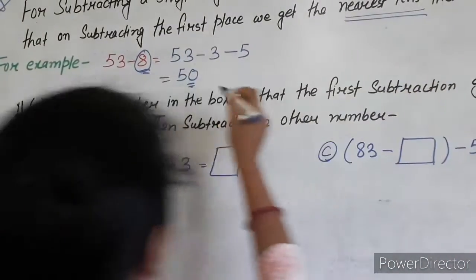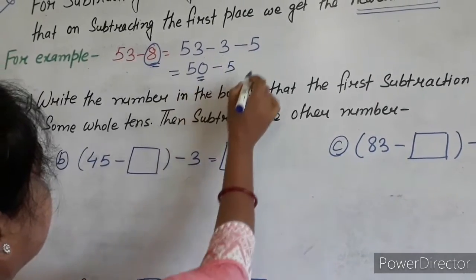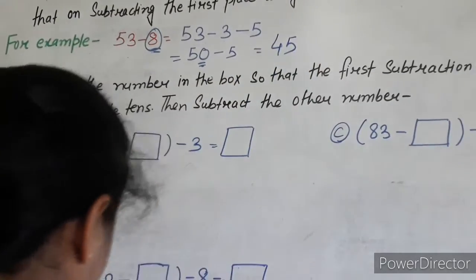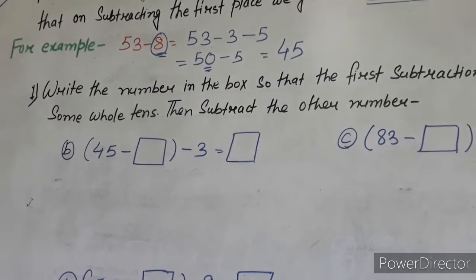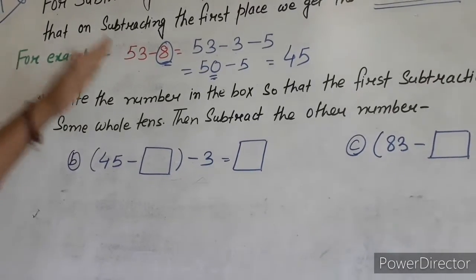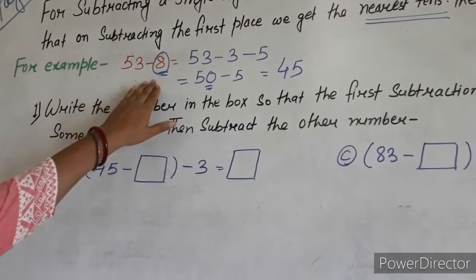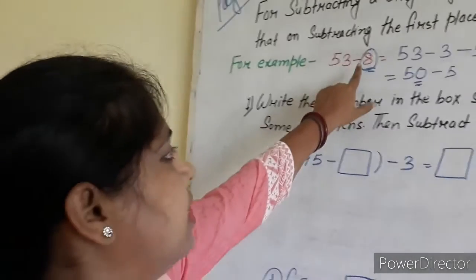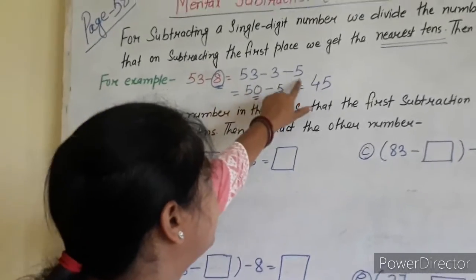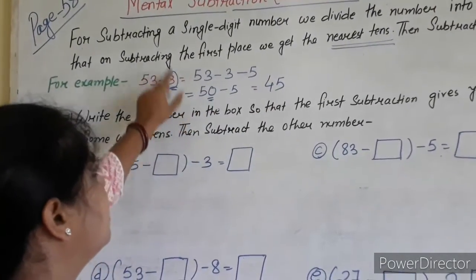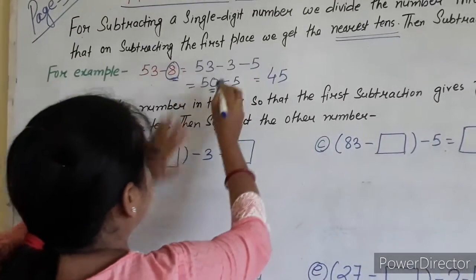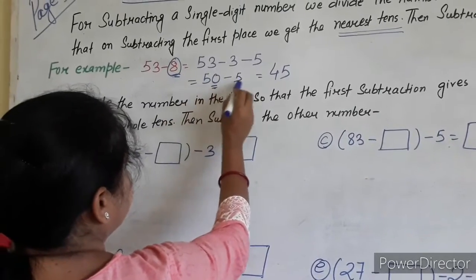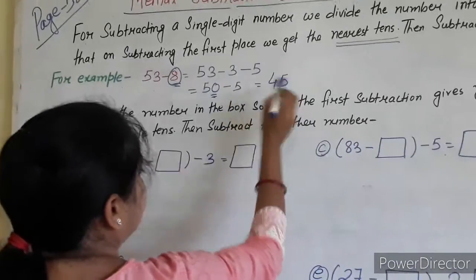Then we subtract the other number. 50 minus 5, the answer will be 45. Like this we have to do. You have to remember, in this method you have to split the number, or divide the number, in two parts. That is, 8 you divide into minus 3 and minus 5. If you add them, the answer will be 8. When we subtract the first part, we get the nearest 10. That nearest 10 is 50, and we subtract again with the second part. Then we get the answer.